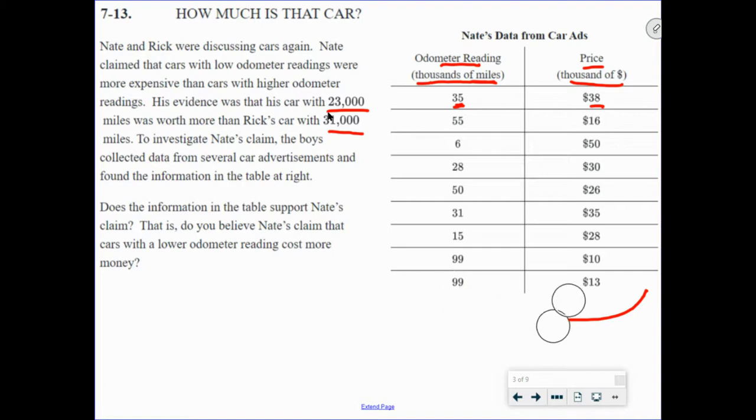So please pause the video and look at this table and decide, do cars with higher odometer readings have lower prices, or the other way around, okay? That cars with lower odometer readings cost more. So pause the video and analyze it. Okay, so let's see what you find. Did you agree? Well, I'm not telling. We'll find out here in just a second.